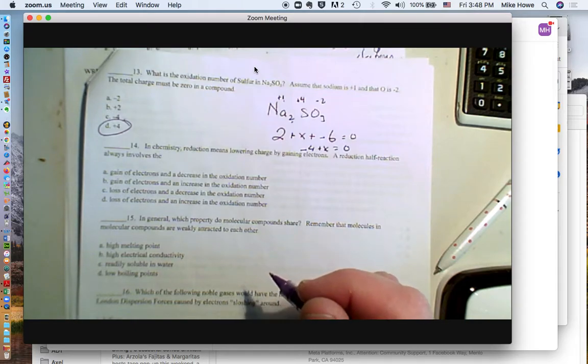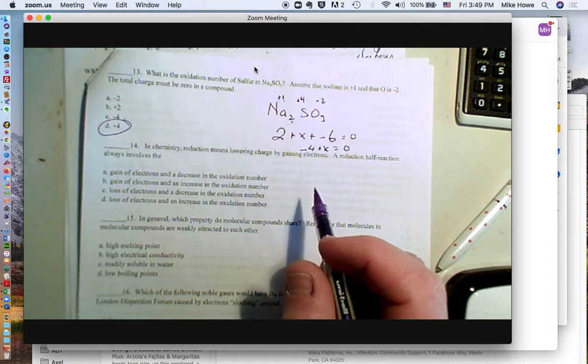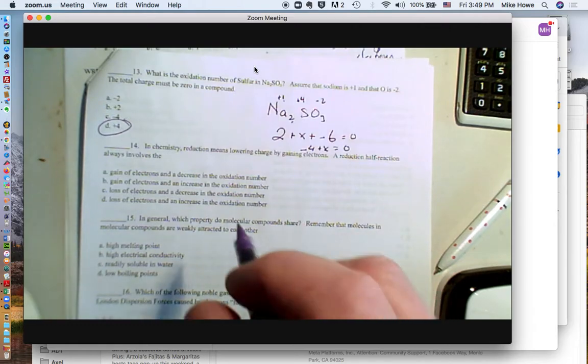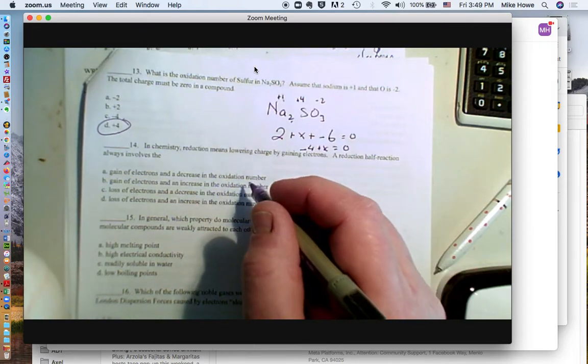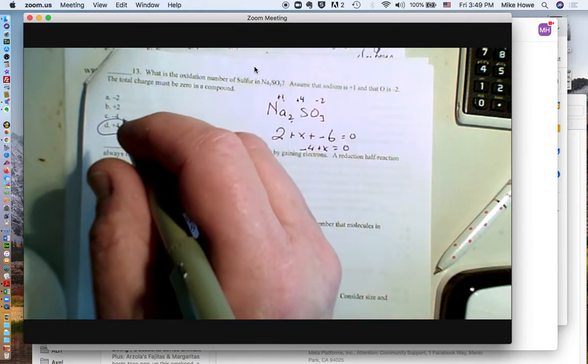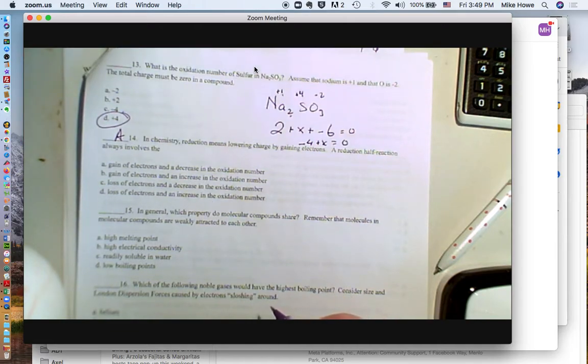In chemistry, reduction means lowering charge by gaining electrons. So a reduction half reaction would always involve the gain of electrons, and the charge would go down. So that's a decrease in the oxidation number. That'd be A. In general, which property do molecular compounds share?